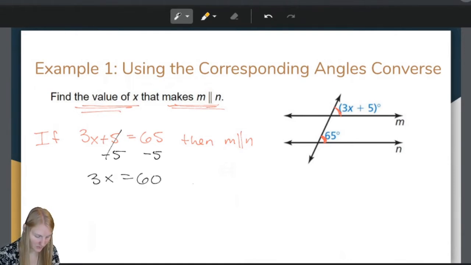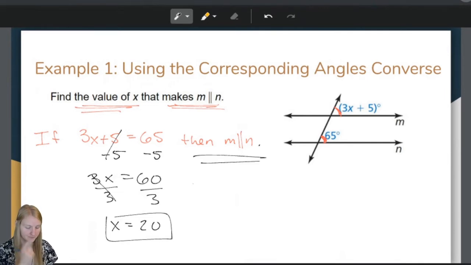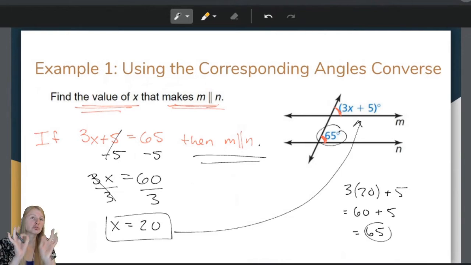3x equals 60. Divide by 3 on both sides, and we get x is equal to 20. So if x is equal to 20, then m and n are parallel. And we can check. If I plug 20 in here, 3 times 20 plus 5, 60 plus 5, yes, this is 65. 65 is equal to 65, so these angles are congruent.